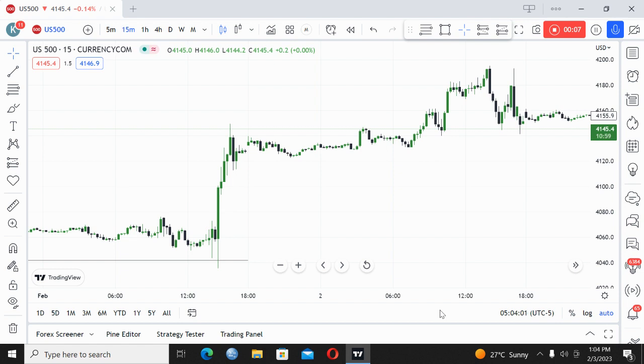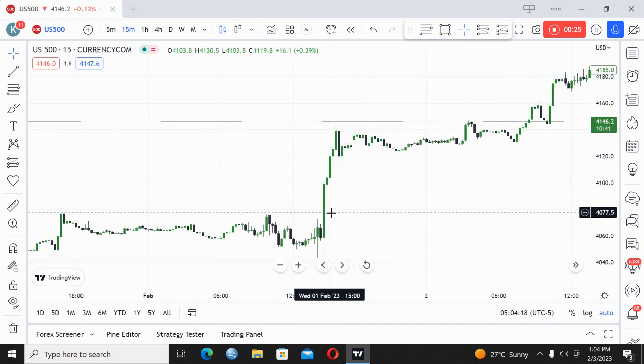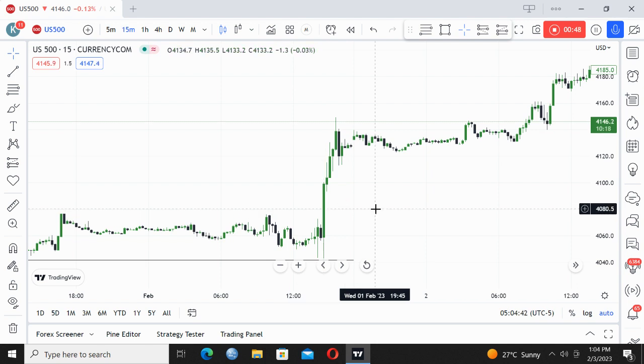So this is US 500 currency. It just works the same as S&P 500. Let's start from here. This is on Wednesday, when we had news that affected the markets heavily. For those who are news traders, they trade based on news. That was their time. But for me, I'm not a news trader.